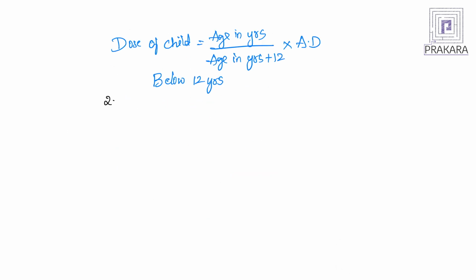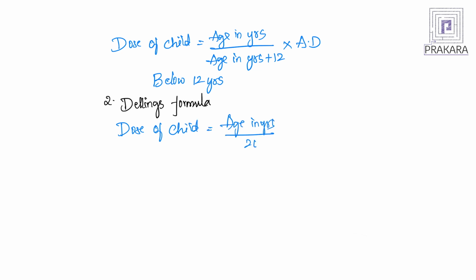When the age of the child is below 12 years, then this formula can be used. The second formula is Dilling's formula. It is also a most commonly used formula for calculation of the doses for the child. The formula is: dose of child is equal to age in years divided by 20, into adult dose. This formula can be used for children aged between 4 to 20 years, whereas Young's formula is only for children below 12 years of age, and here it is from 4 to 20 years of age that you can use Dilling's formula.